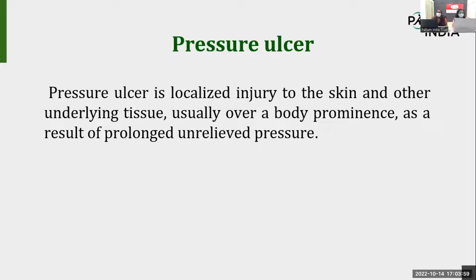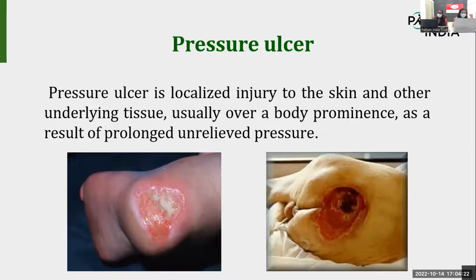Pressure ulcer is a localized injury to the skin and other underlying tissue, usually over a bony prominence. It is a result of prolonged unrelieved pressure. So if there is prolonged unrelieved pressure, there is a chance of pressure ulcer especially over the bony prominence, but it can occur anywhere, depending upon the patient's position.